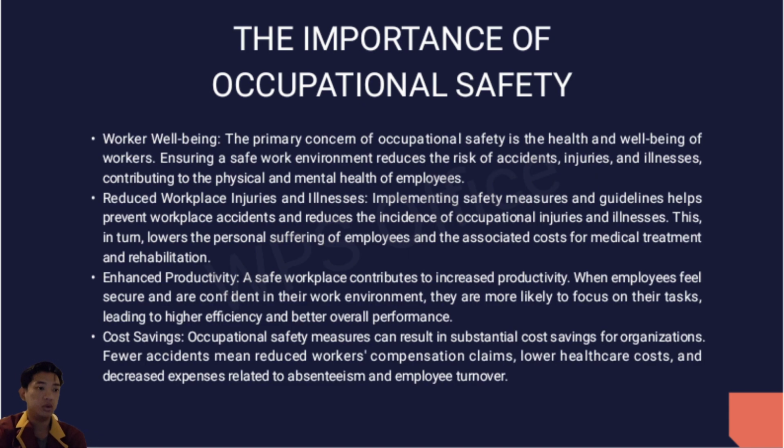Next, the importance of occupational safety. Number one, worker well-being. The primary concern of occupational safety is the health and well-being of workers. Ensuring a safe work environment reduces the risk of accidents, injuries, and illnesses, contributing to the physical and mental health of employees.